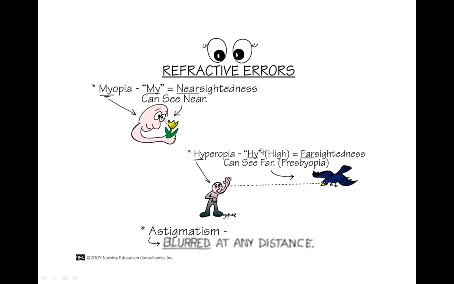And the one that's associated with aging is specifically called presbyopia when it happens with age, and that's the people who need the little reading glasses. Astigmatism down here at the bottom is where they're blurry all over. It's due to an uneven curvature of the cornea of the eye.